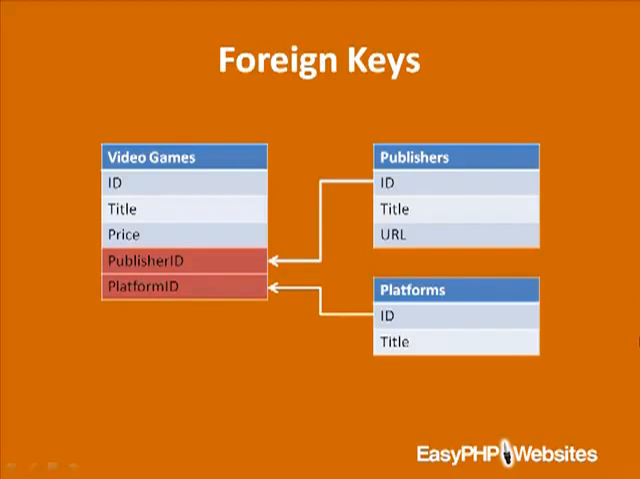Now we're able to uniquely identify each row in a table using this primary key, giving us the ability to reference primary keys from multiple tables in order to interrelate data. When these primary keys are referred to from within other tables, they're known as foreign keys. In this diagram, I've highlighted the two foreign keys found in the video games table.